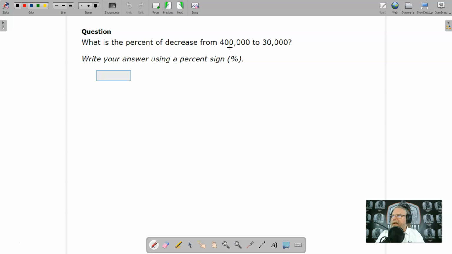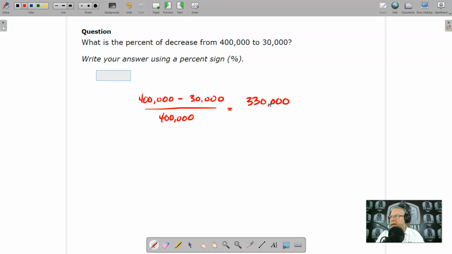What is the percent of decrease from 400,000 to 30,000? So let's go ahead and apply that concept of greater minus lesser. So let's just do the 400,000 minus 30,000. And we're going to divide that by the original amount, which is 400,000. Now 400,000 minus 30,000 is going to give me what, 330,000?